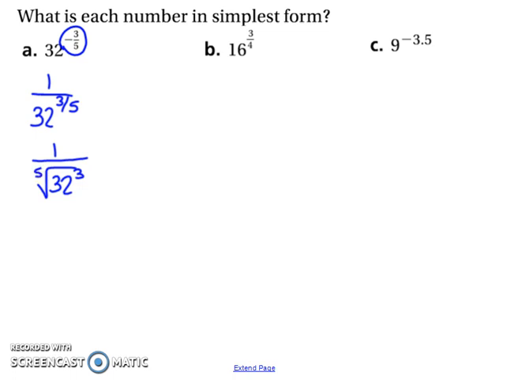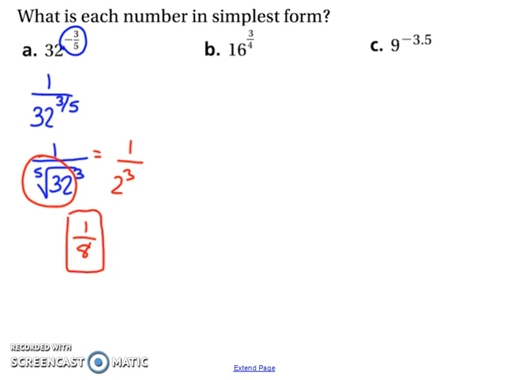Now 32 to the 3rd is kind of hard to do without a calculator. So let's always work outside in. If you do 32 to the 3rd and then take the 5th root, you can do that, but you'll probably need a calculator. Now the 5th root of 32 is 2. And now we're going to raise that to the 3rd. So we end up with 1/8.